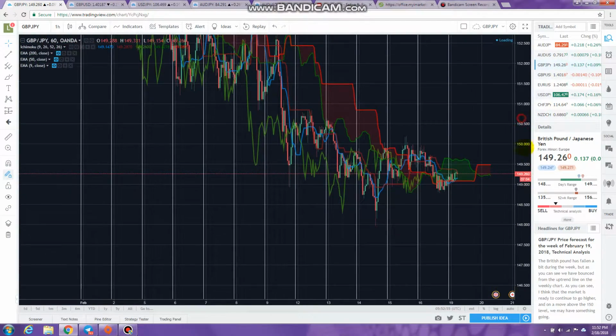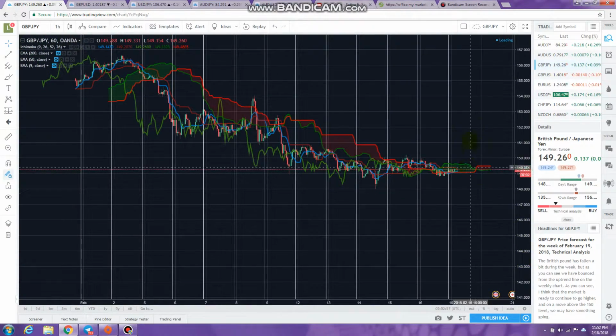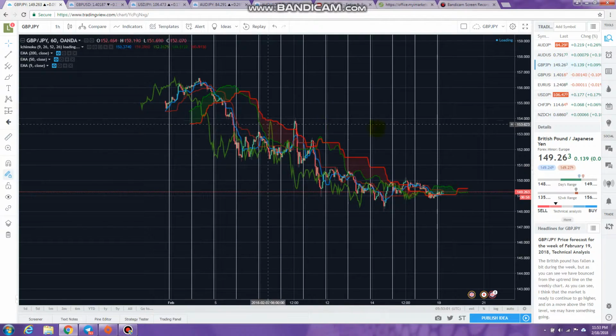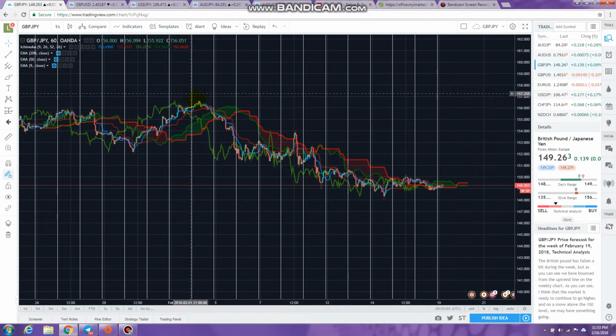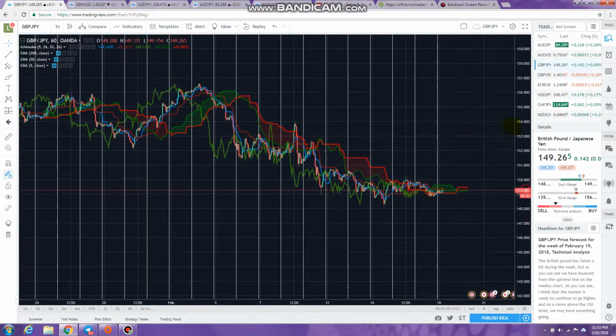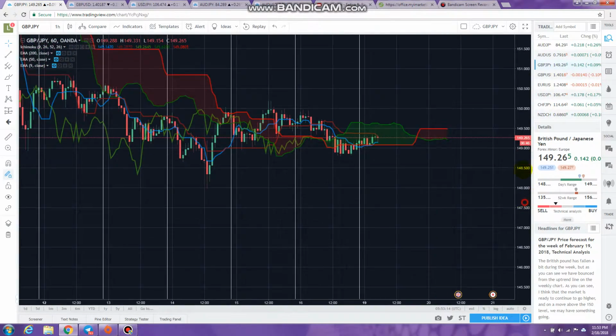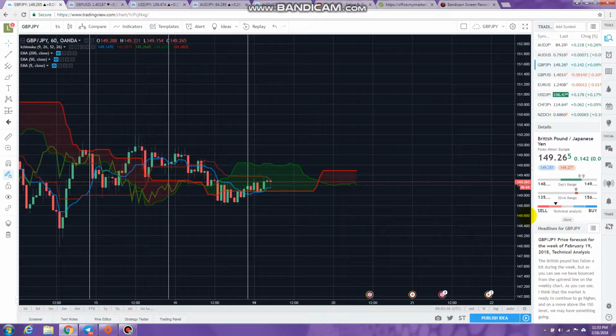Let's look farther back a little bit. As we can see, on the bigger scale, we're in a downtrend still. It looks like it's kind of consolidating right here, but all in all, we're still in a downtrend. So it's kind of hard to say right now.